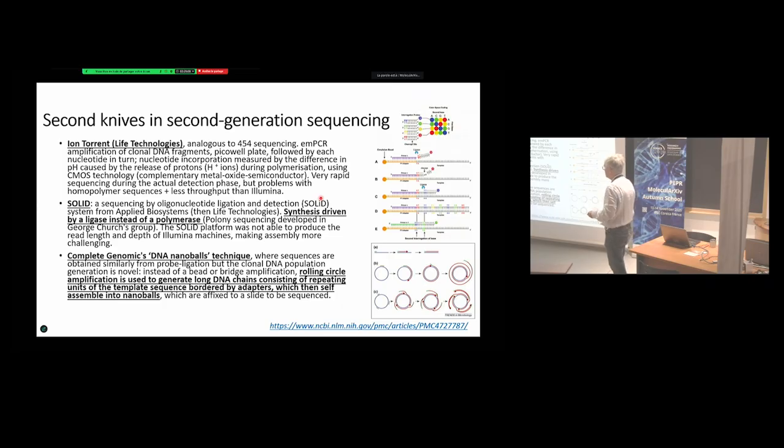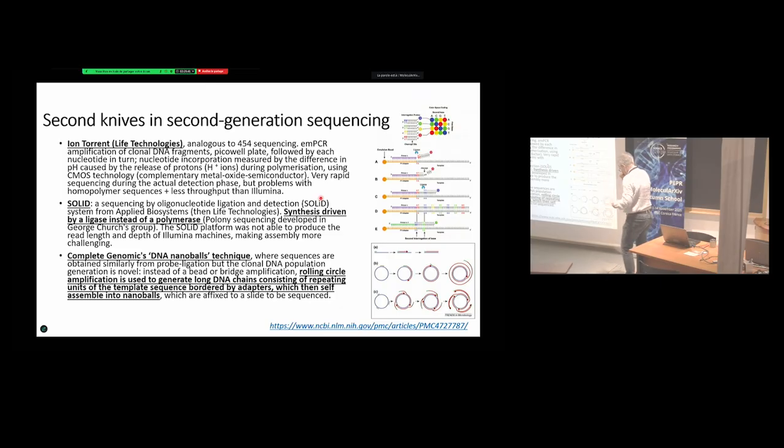I'd like to mention also the company called Complete Genomics, because they introduced a technology called DNA nanoball. The story of the Complete Genomics company was also very bad, and they finished their activity rapidly. But you will see that there are some new companies that are reviving the concept of DNA nanoball.